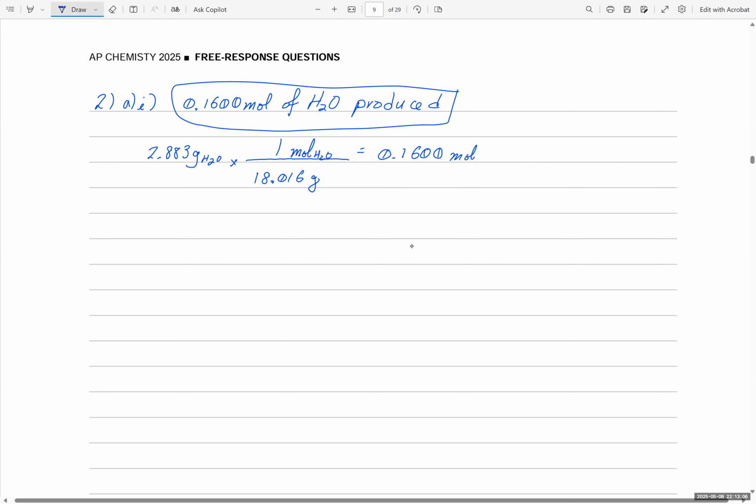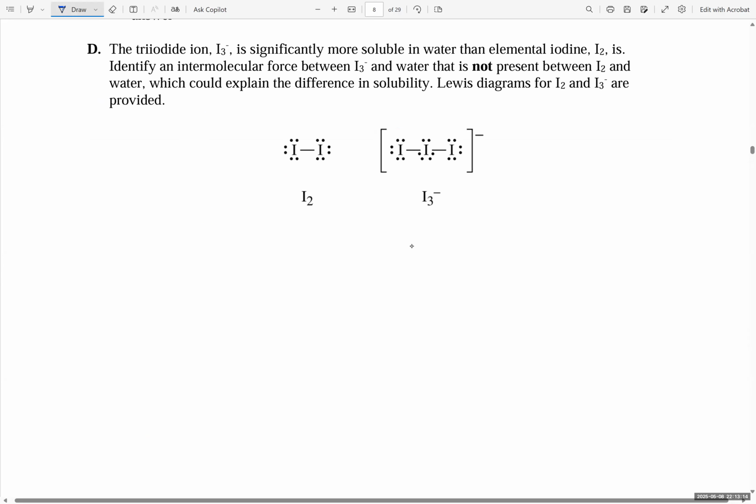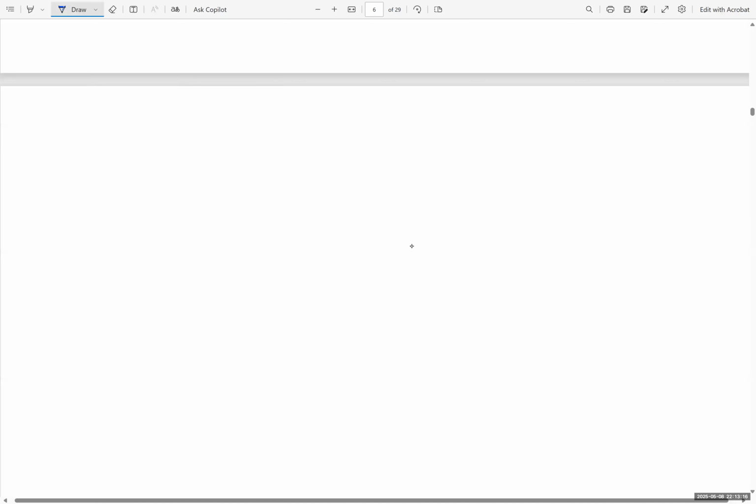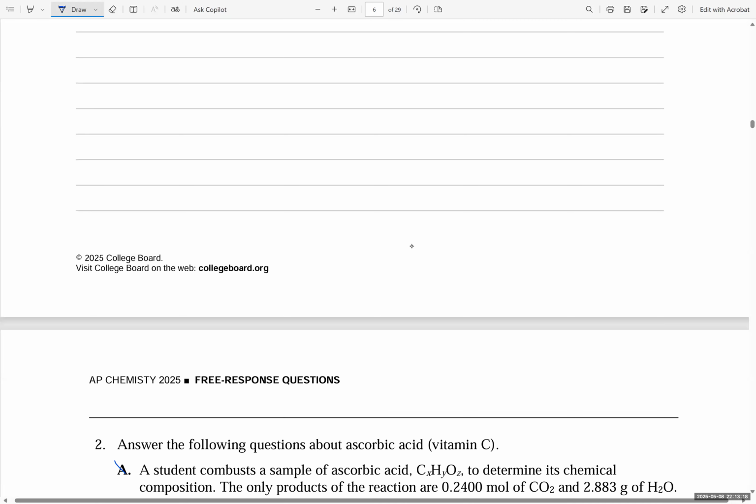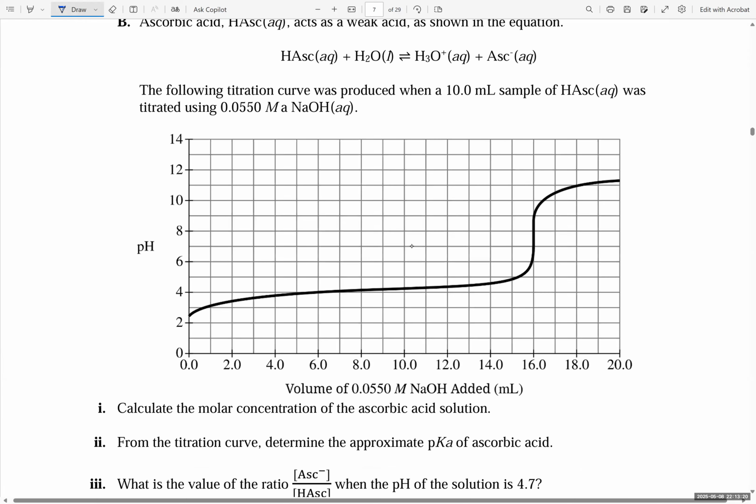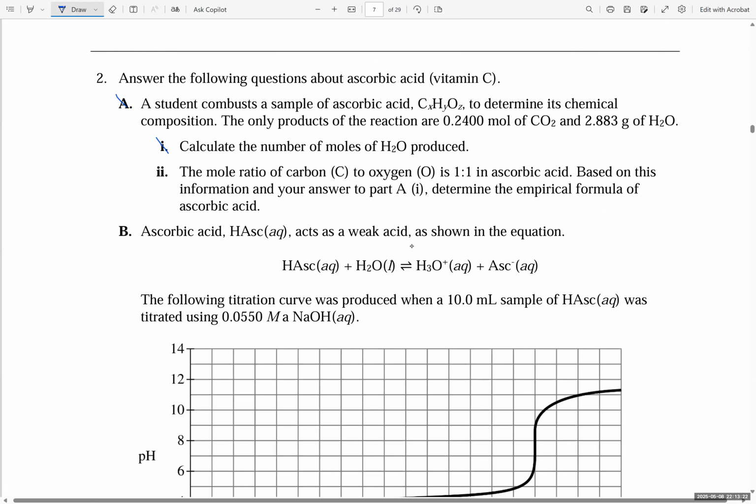Okay, and let's go to Roman numeral 2 right here, and let's take a look at what that question is. Roman numeral 2 says the mole ratio of carbon to oxygen is 1:1 in ascorbic acid. Based on this information and your answer to part A, which is the number of moles of H2O, determine the empirical formula of the ascorbic acid.